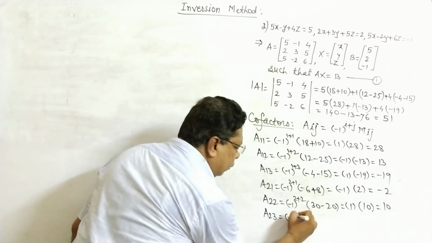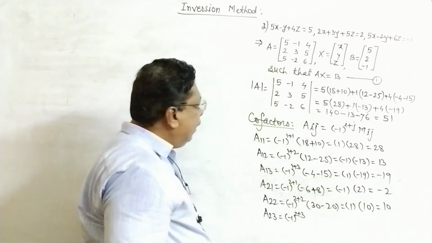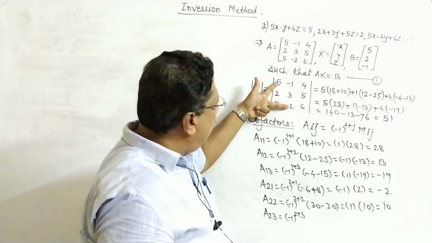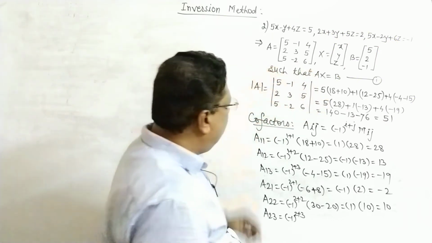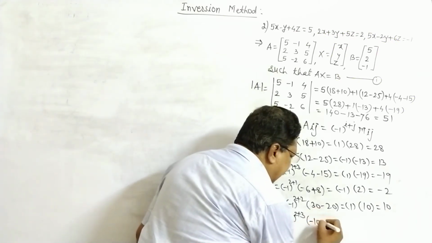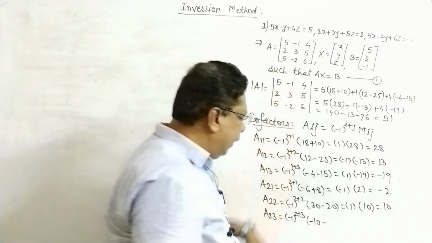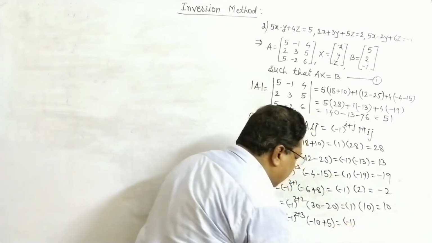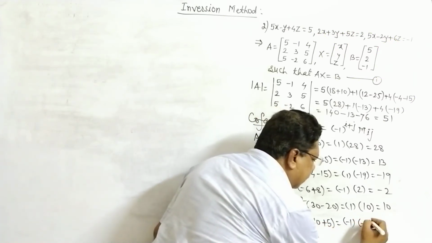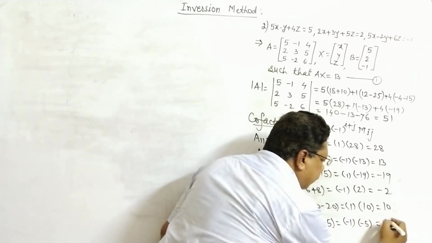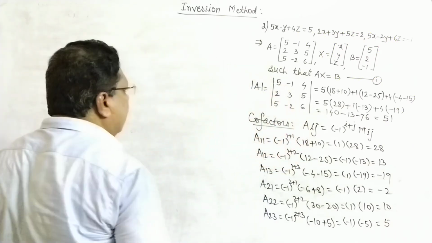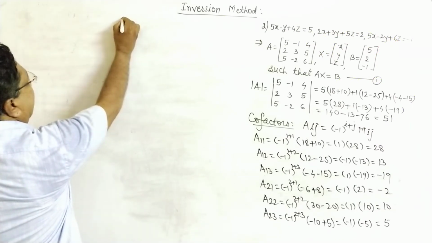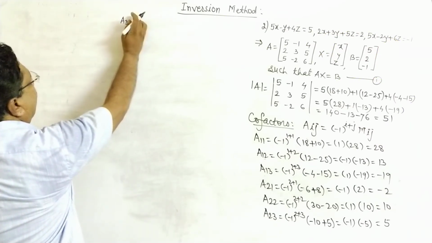Next cofactor A23, minus 1 raised to 2 plus 3. Second row, third column छोड़ दीजिए. 5 into minus 2 is minus 10, 5 into minus 1 is minus 5, so minus 10 minus into minus is plus 5. Minus 1 raised to 5 is minus 1. Minus 10 plus 5 is minus 5. Minus 1 into minus 5 is plus 5. Now next cofactor A31, third row.